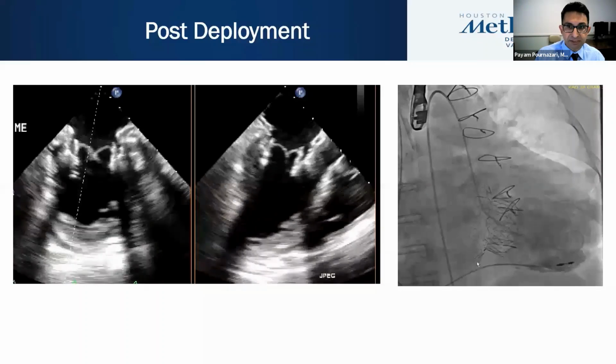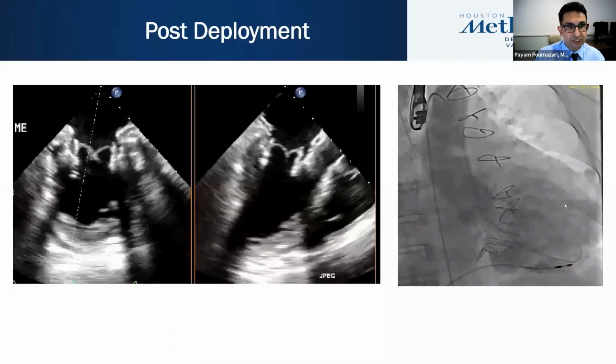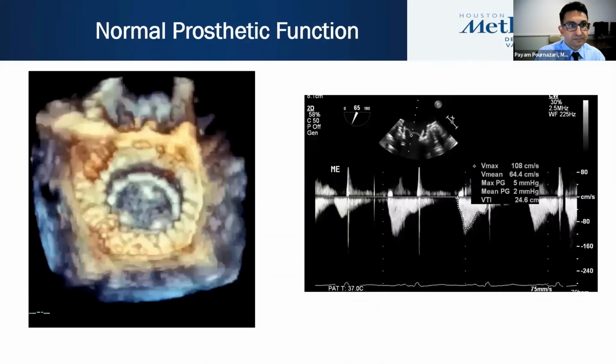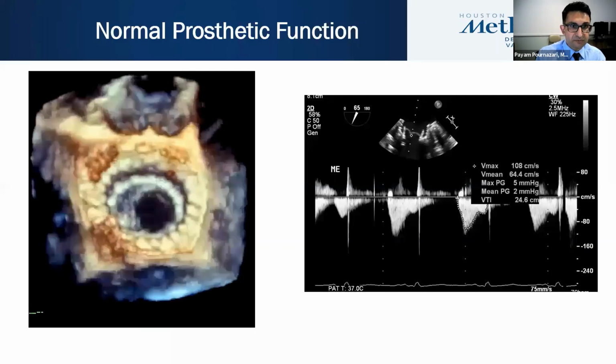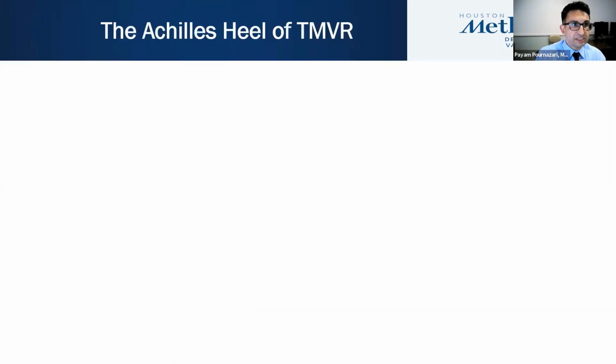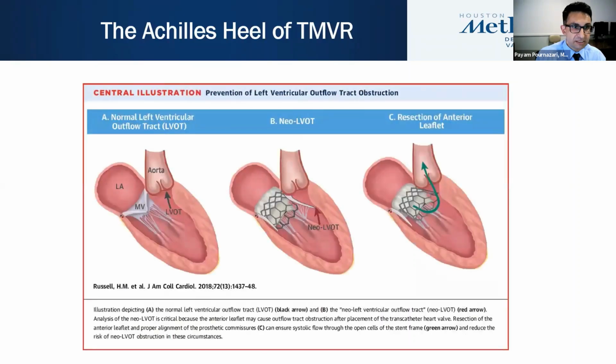Post-deployment, we assess for stability, positioning, and residual mitral regurgitation. And this is a 3D image of the completely deployed Intrepid valve with a gradient of 2 millimeters of mercury post-deployment. So what is the Achilles heel of TMVR? The Achilles heel of TMVR is LVOT obstruction by displacement of the anterior leaflet of the mitral valve. CT plays a major role in evaluating the neo-LVOT and the risk of LVOT obstruction pre-TMVR.